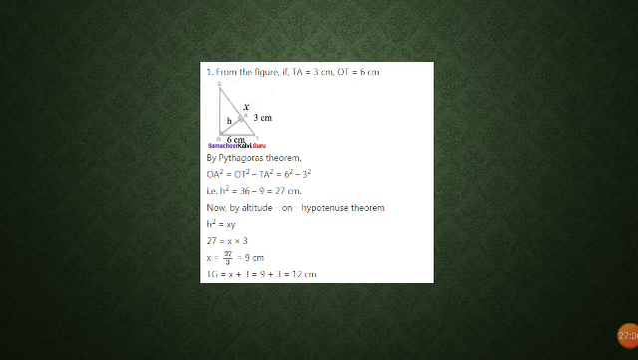So h square is equal to x times y. 27 is equal to x into 3, so x equals 27 by 3, which is 9. TG equals x plus 3 equals 9 plus 3 equals 12 centimeters.